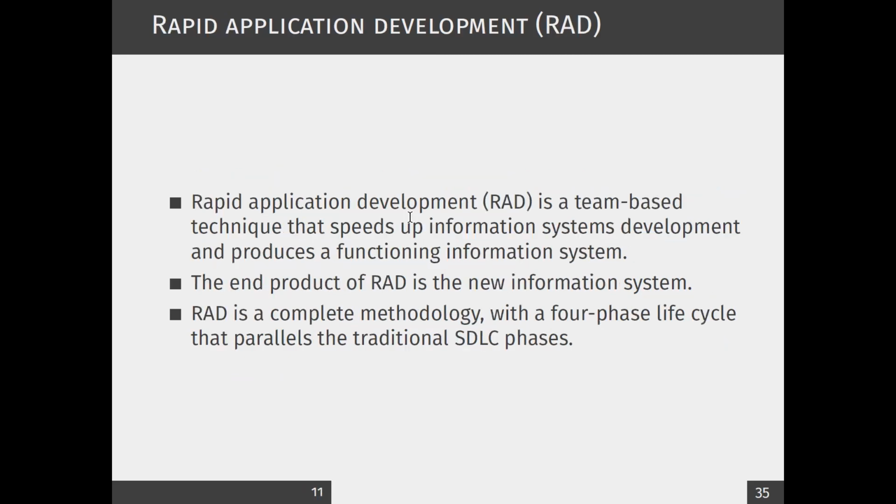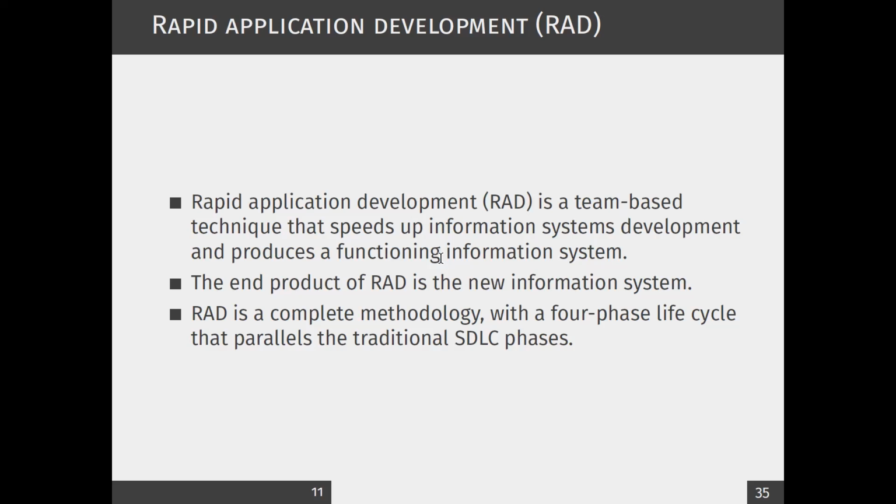The second one is called rapid application development. This idea actually popped up after the software development life cycle waterfall model, and this is what we call a team-based technique. And the point is that we want to speed up the development. Sometimes we don't have much time, or you don't need to spend years on developing, but you want to develop a system quite faster, right? And at the end of these phases, you will get a new information system, and there are 4 phases in this life cycle.